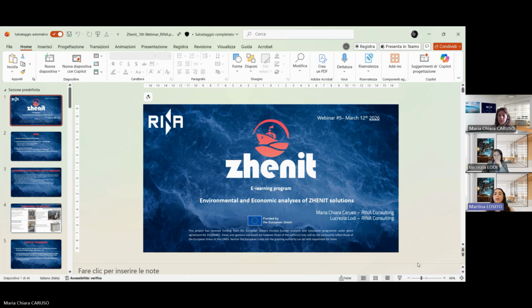Today we are here with my colleagues Maria Chiara Caruso and Lucrezia Lodi from RINA Consulting. We are going to talk about the environmental and economic analysis of ZHENIT solutions.